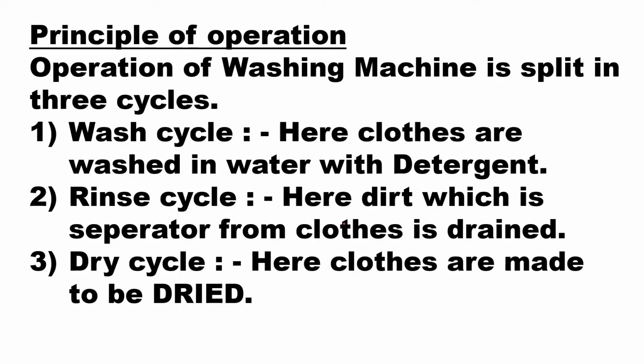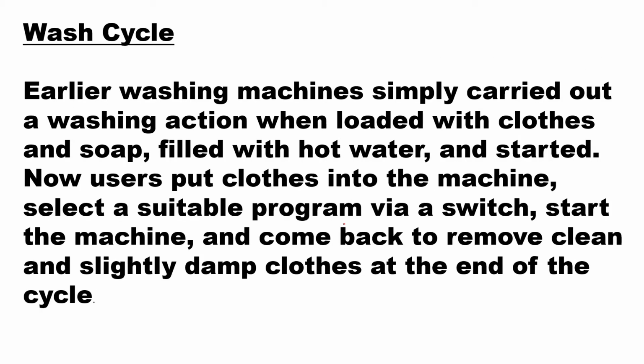Then comes the rinse cycle. Here the dirt which is separated from the clothes is drained out. The dirty water is drained out. That is called rinsing. Then the dry cycle. Here clothes are made to be dried. So heat or temperature can also dry the clothes. Clear? Then let's see these cycles in detail, starting with the wash cycle.